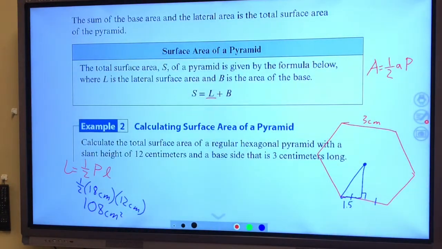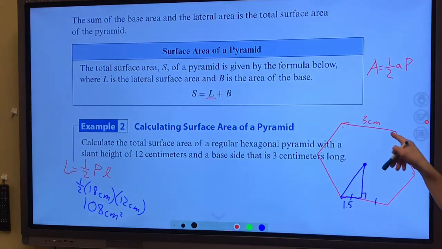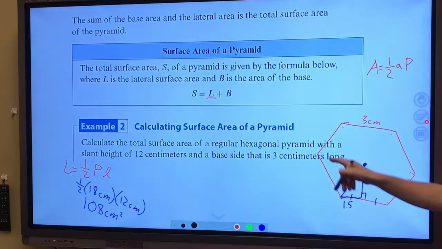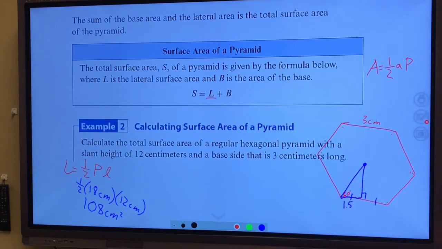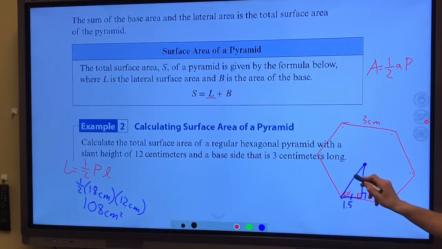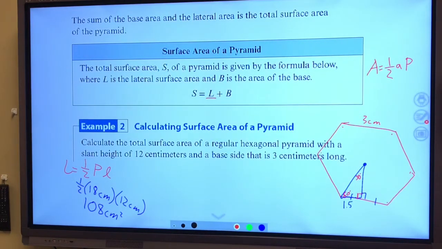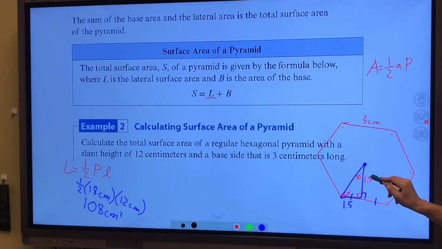This is when we have to remember all those things that we talked about before. Because this is a regular hexagon, every single angle is going to be 120 degrees, because it's 180 times n minus 2, all divided by n. All of those are 120 degrees, which means that this angle right here is 60 degrees. It is half of that obtuse angle. So this is a 30, 60, 90 right triangle. And if the shortest leg of a 30, 60, 90 right triangle is 1.5, then the longer leg would be 1.5 times the square root of 3.